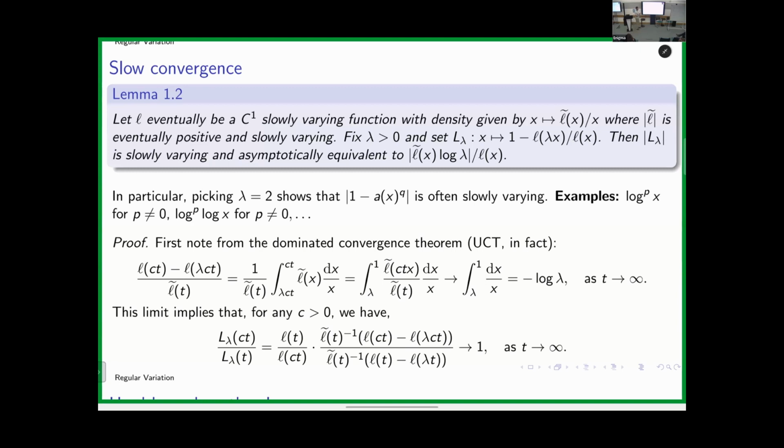And to show the asymptotic equivalence, I need to do something very similar, where I now compare L tilde with L, with this function right here, and again it follows from one of these limits. Nothing else happens. Okay.